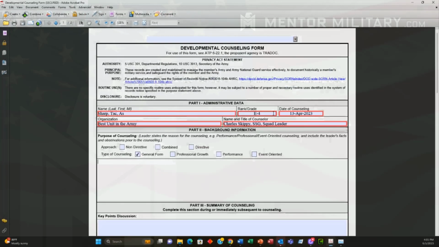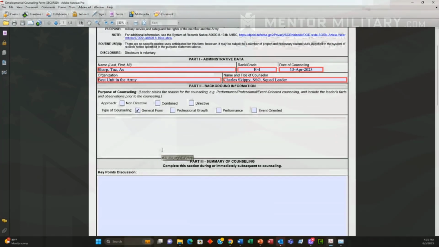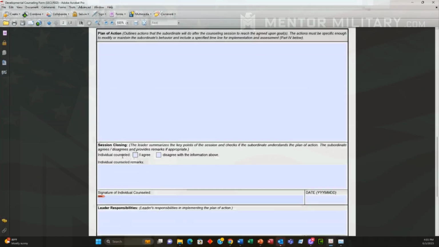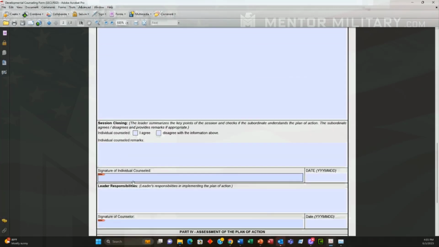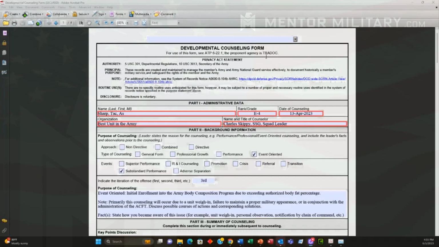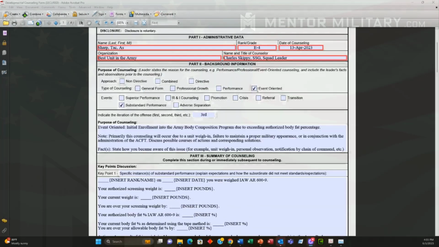In the general format, it's basically just like it was in the old 4856. Purpose of counseling, key points of discussion, plan of action, leader responsibilities, and assessment. So you could use this form just like you used the old 4856. Now, in the new counseling form, you would select event-oriented, substandard performance, and event-oriented initial enrollment into the Army Body Composition Program due to exceeding authorized body fat percentage. And this is just a note that I put in here in the facts.